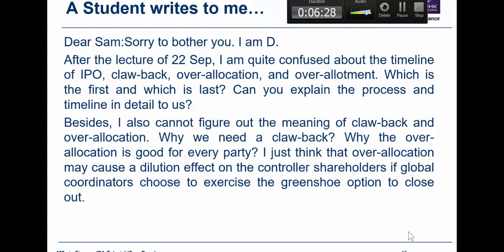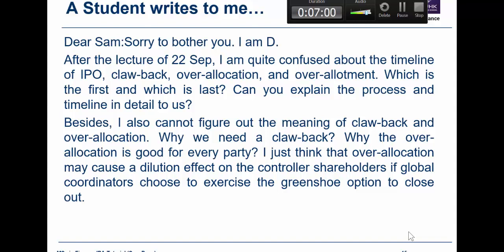Why is over allocation good for every party? I just think that over allocation may cause a dilution effect on the controlling shareholder if the global coordinators choose to exercise the green shoe to close out. It's a good point. One of the reasons I really enjoy receiving your questions is that you ask me things I never thought about. Okay, I never thought about it like that.